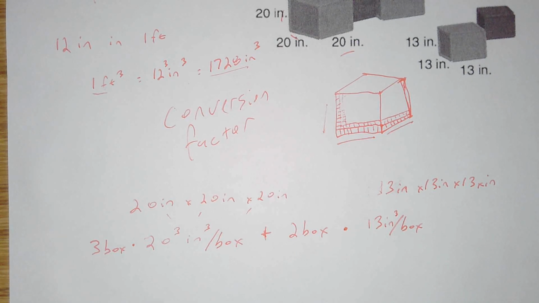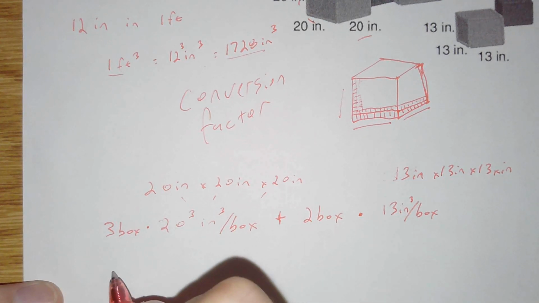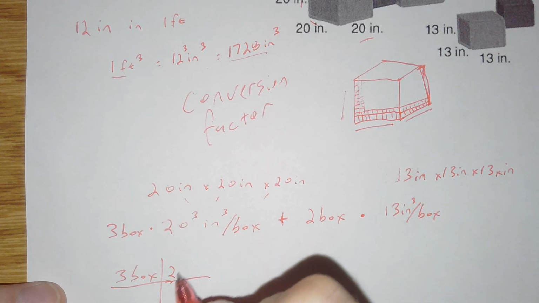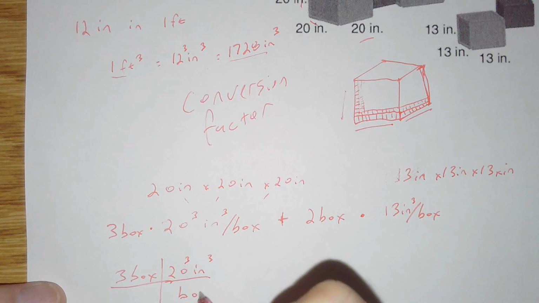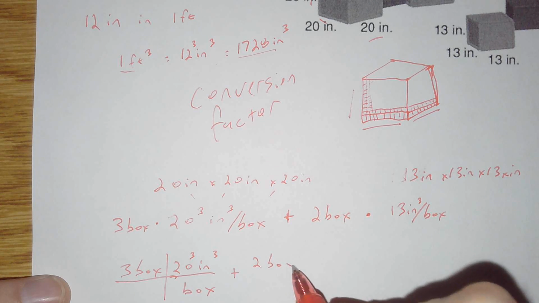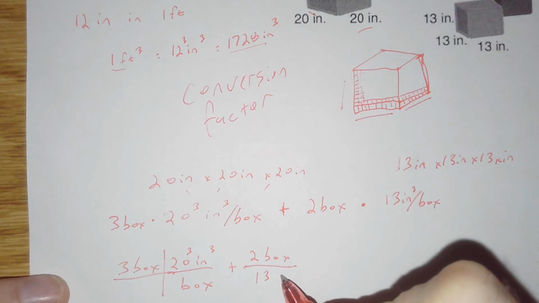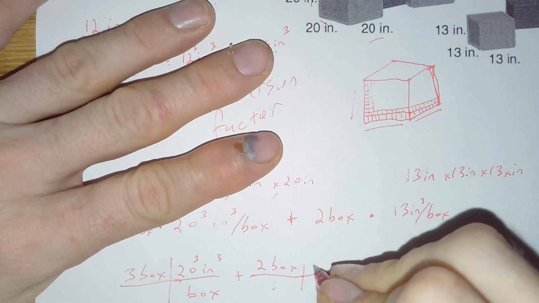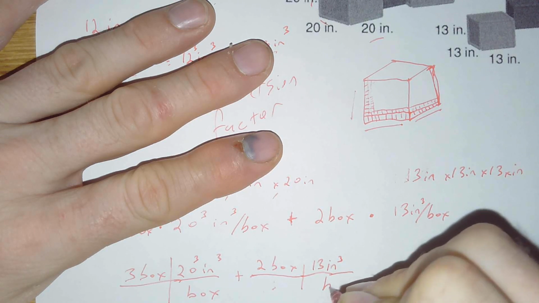All right, so now we can set up some railroad tracks. So we can say that we have 3 boxes, and then it's 20 cubic inches per box, right? Plus 2 boxes times 13 cubic inches per box. So why did I set it up that way?